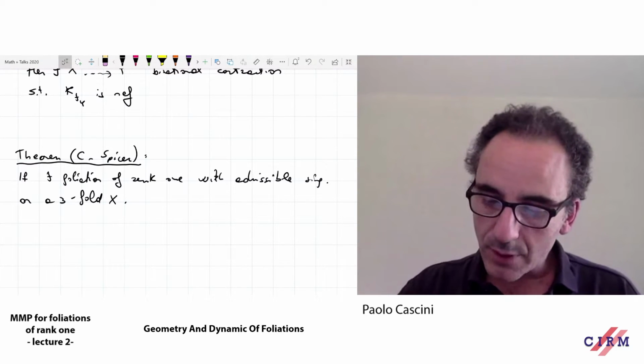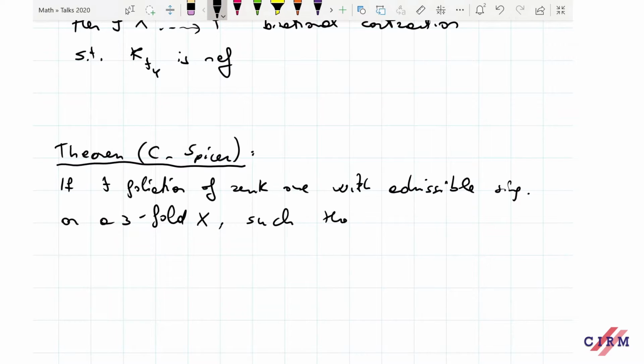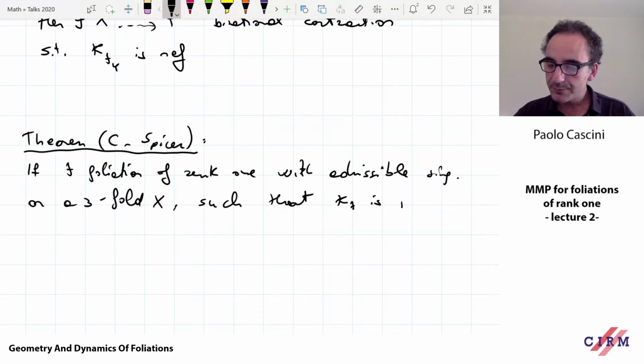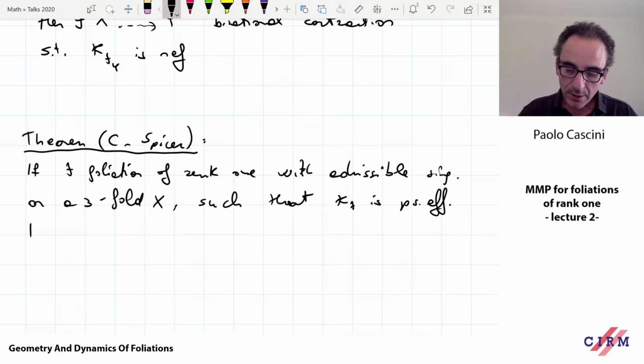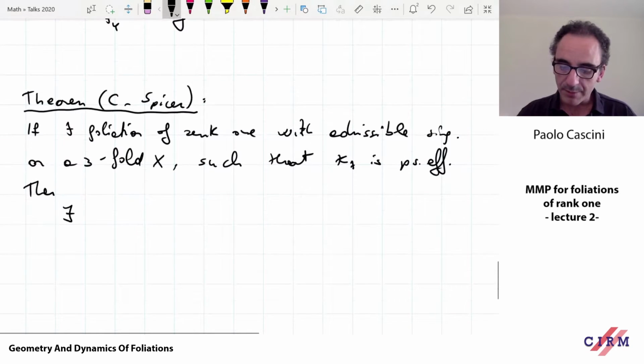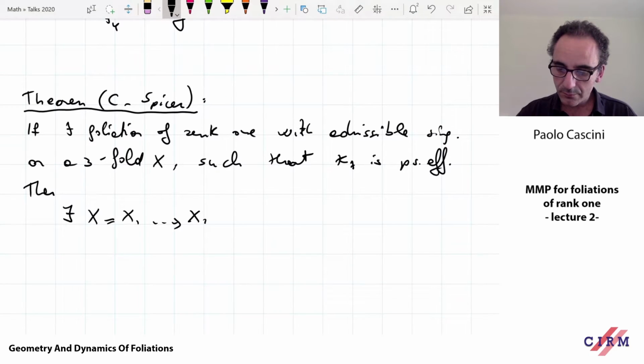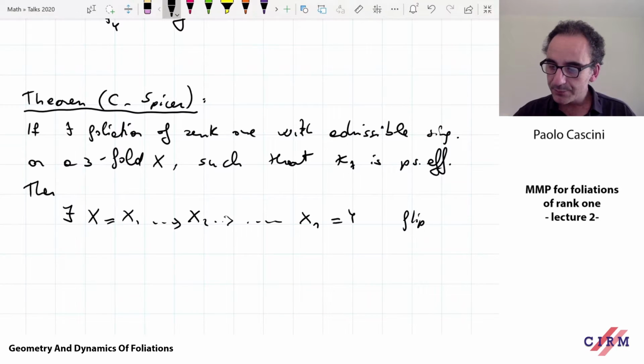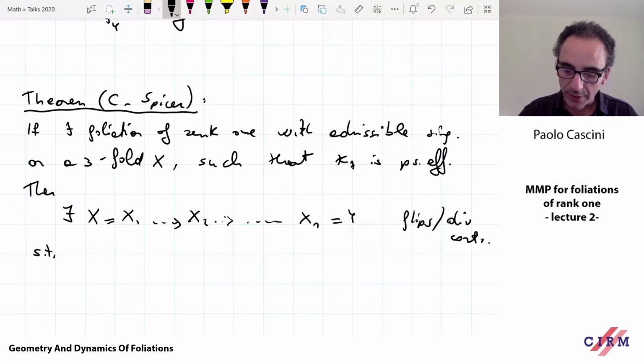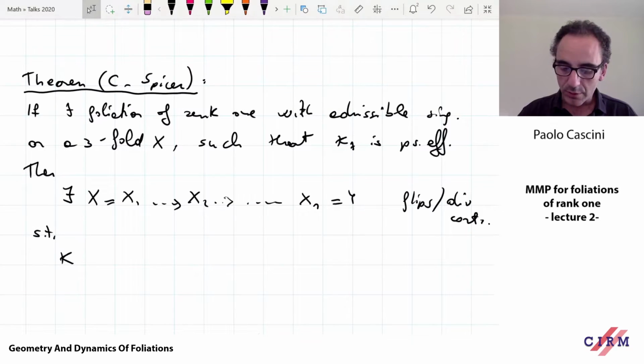So such that, again, we assume that the canonical divisor is effective. Then there exists a sequence of steps of the MMP, so flips or divisorial contractions, such that the induced foliation is minimal. So in other words, K_F on X_n is nef.